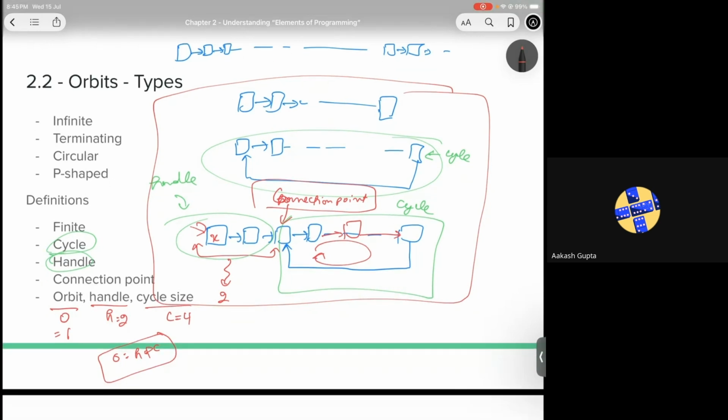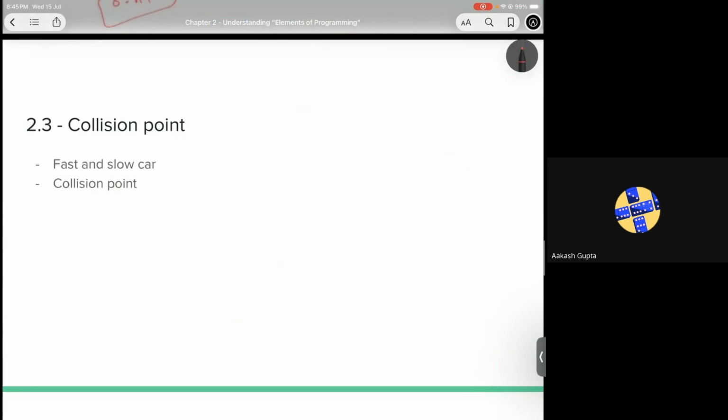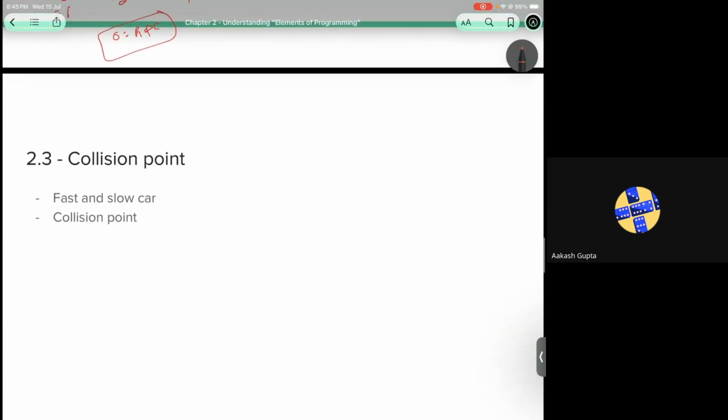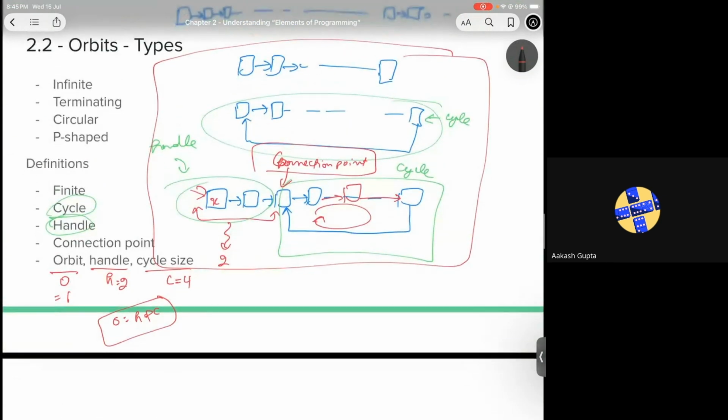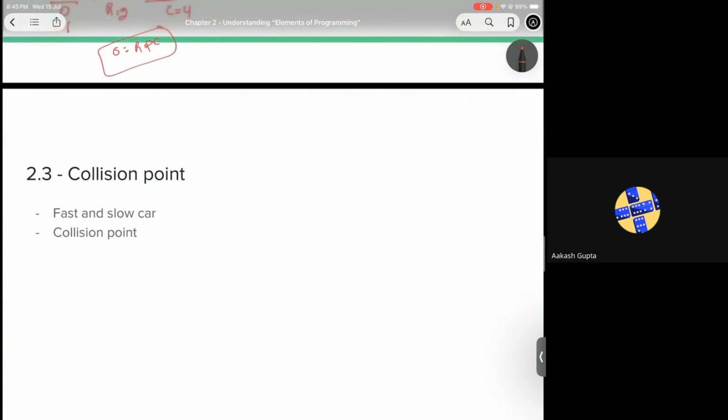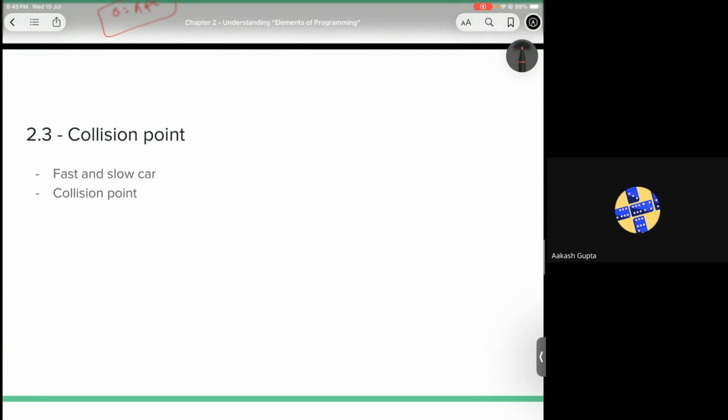So we had the definitions of finiteness, cycle, handle, connection point, orbit, handle size, and cycle size. These things we covered. Now in this session, we will see how to compute the handle size, the size of the cycle, and how to compute the connection point or the value of the connection point. So, let's get started.